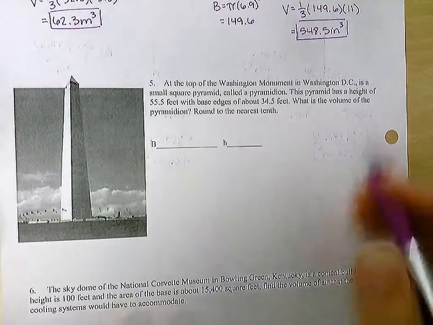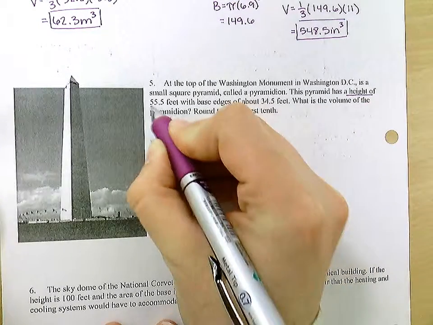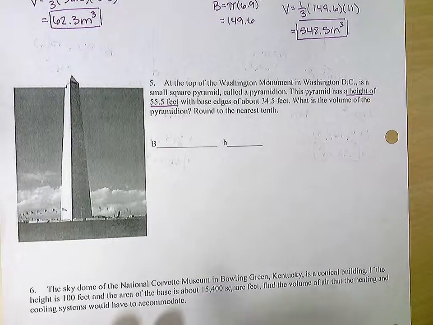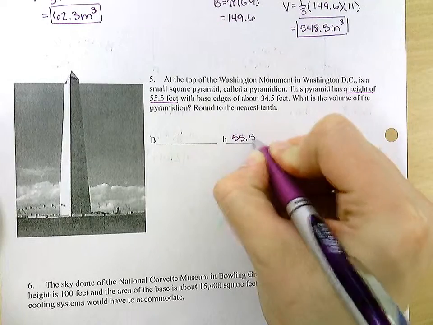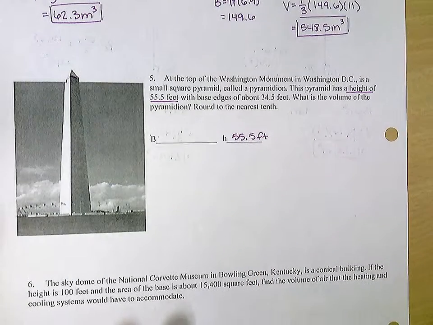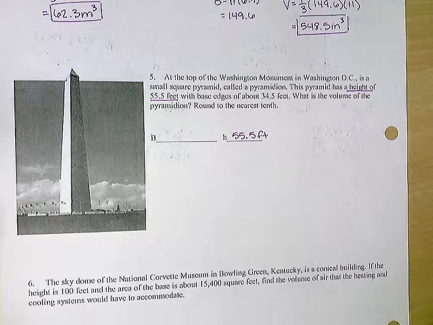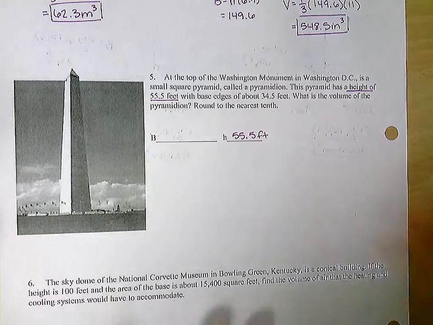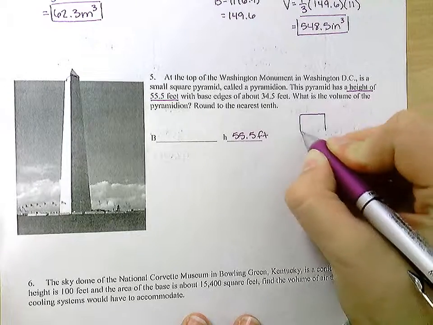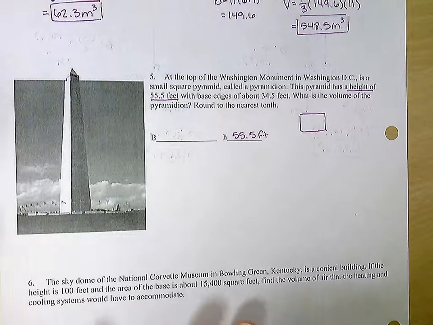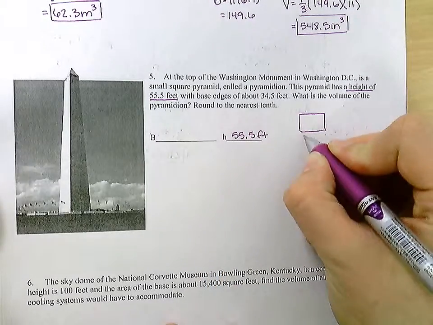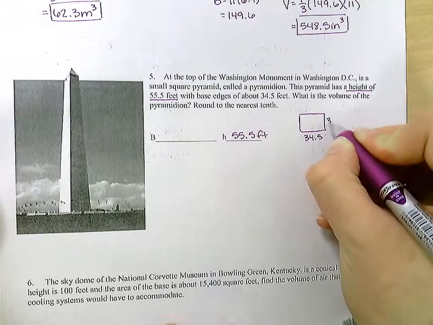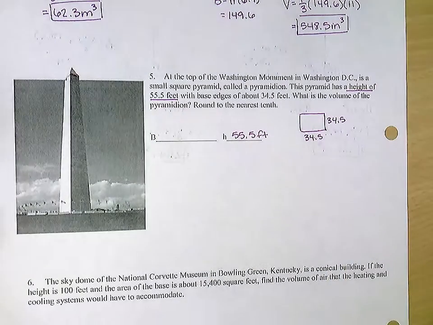Now, in my problem here, it said we had a height of 55.5 feet. I need that height to find the volume. So my height is 55.5 feet. Now I also need the area of a base. Since it is a square pyramid, that means my base is a square, and it has base edges of about 34.5 feet. So that means each side of this square is 34.5. So how can I find capital B then?